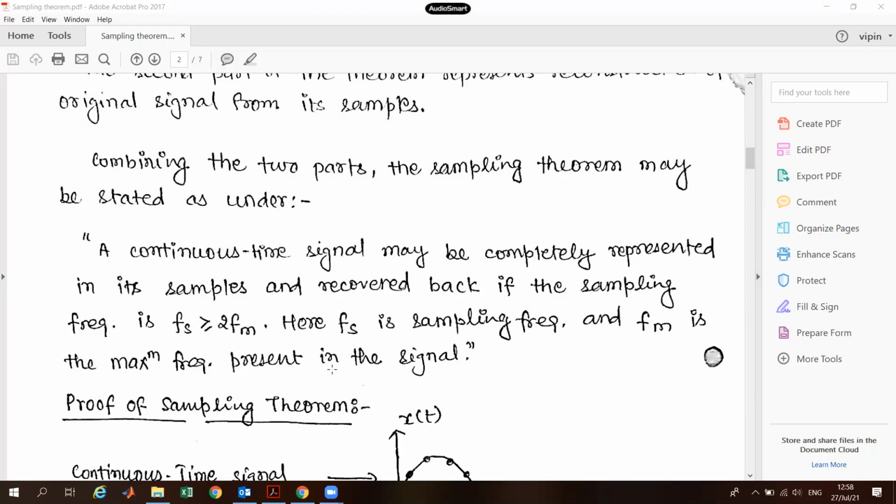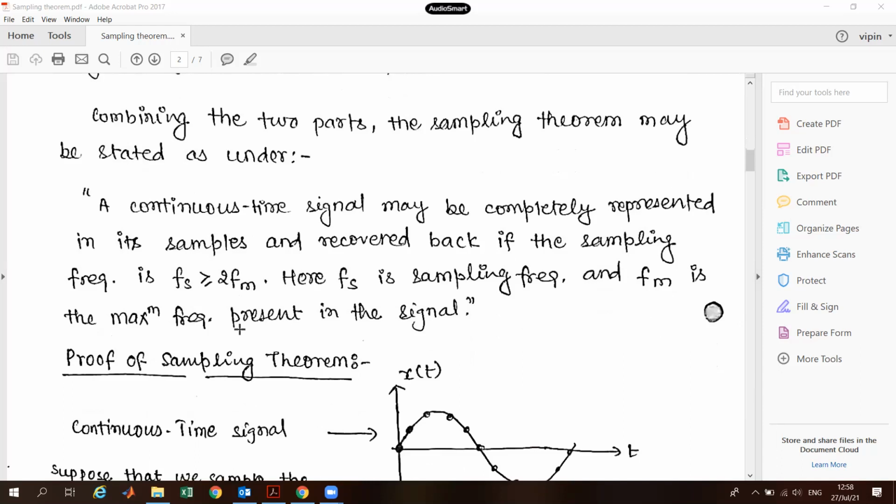So basically what it means is that if my sampling frequency Fs is greater than or equal to twice the maximum frequency component present in the signal, then we can recover back the original signal.